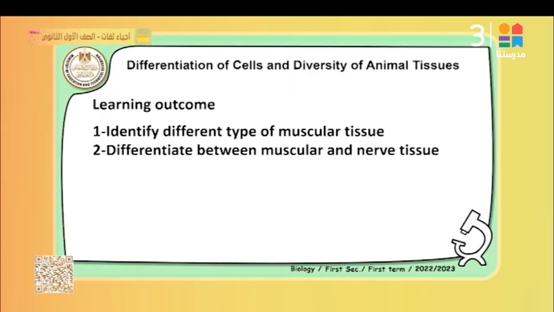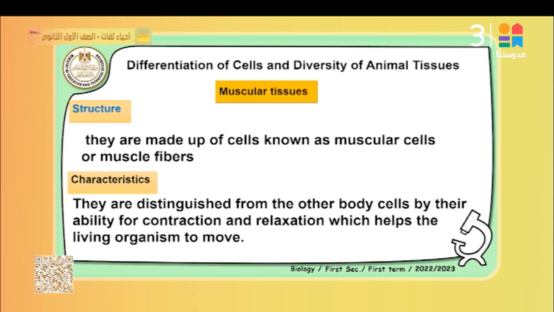muscular tissue and differentiate between the different types of muscular tissue. These are specific types of animal tissue. Number two, differentiate between muscular and nerve tissue. What is the difference between the muscular and the nerve tissue, and what is the relation between them? Okay, that's right. Number one, muscular tissue.